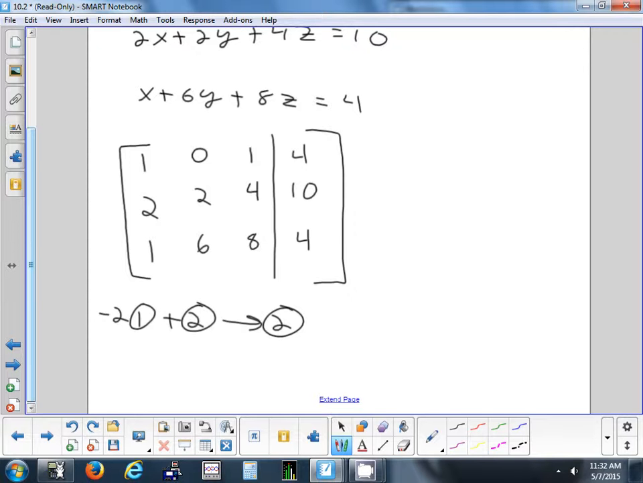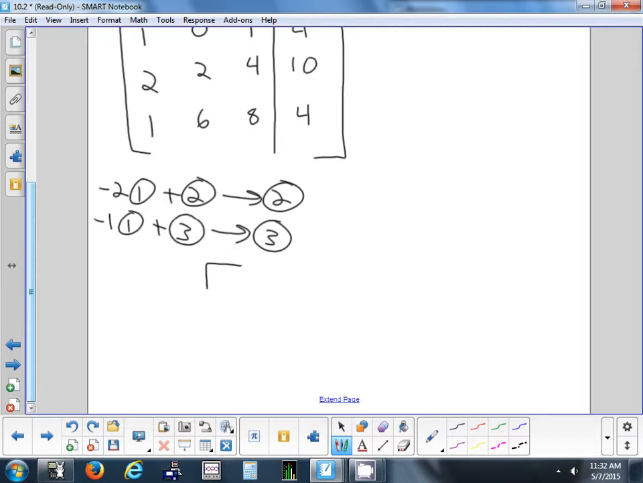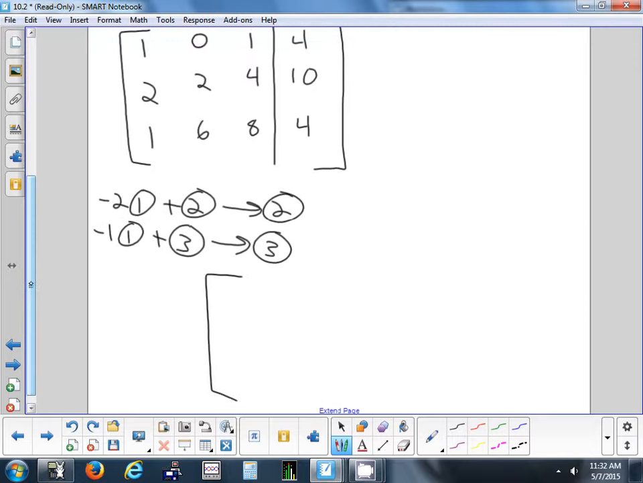Okay, how about for the last one? What could we multiply row 1 by and then add it to row 3 to make a 0 here? Yep. -1. So -1 times the first row, add it to the third row, and replace the third row. All right, so let's go through and do that. The fact that there's a 0 in the second spot in row 1, that's going to make some of the arithmetic easier. But that's about it.